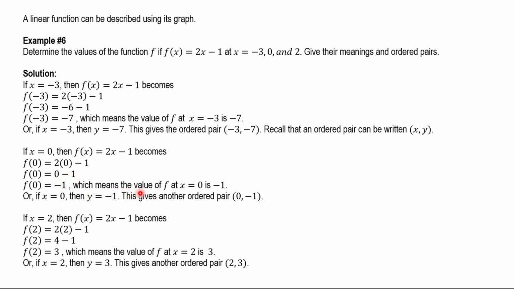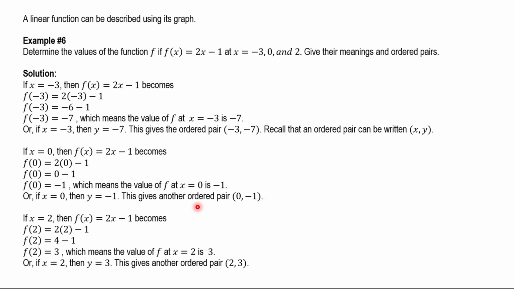Which means the value of f at x equals 0 is negative 1. Or if x equals 0, then y equals negative 1. This gives another ordered pair 0, negative 1.